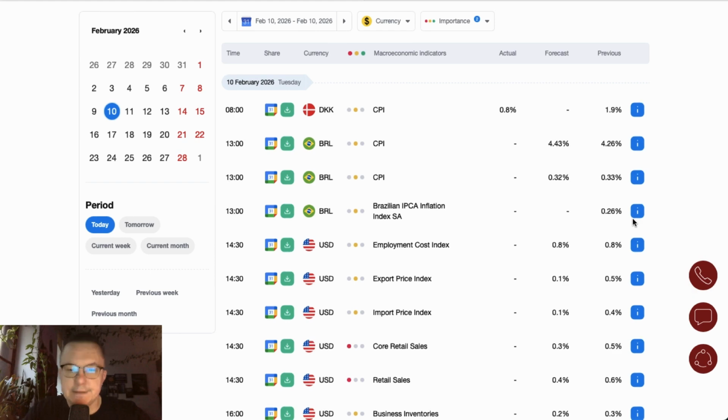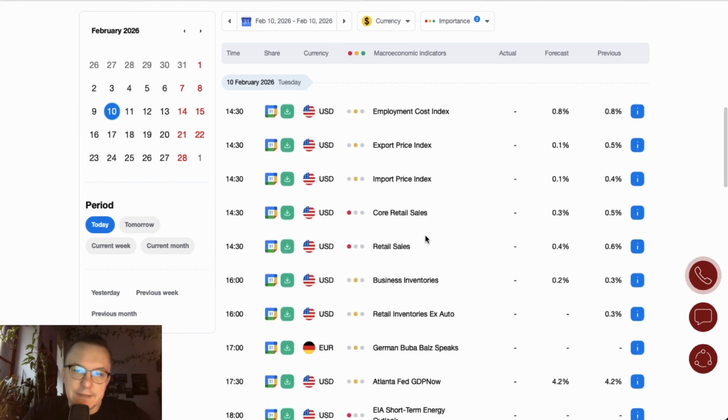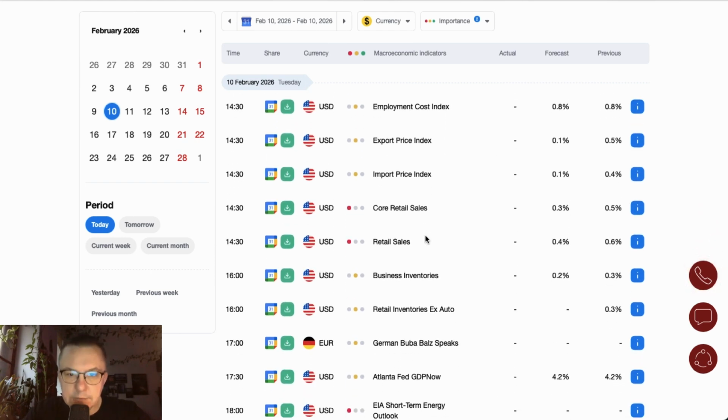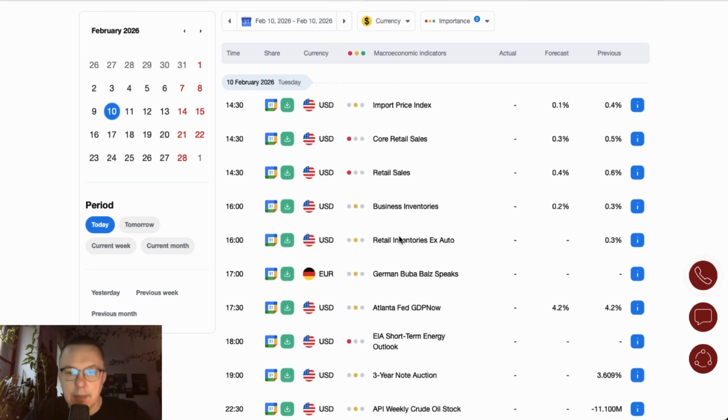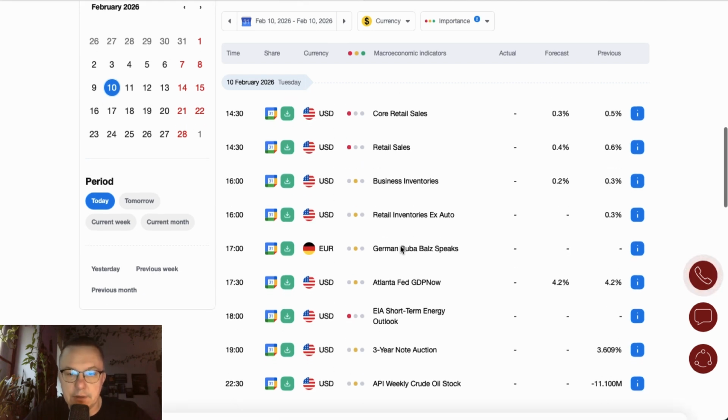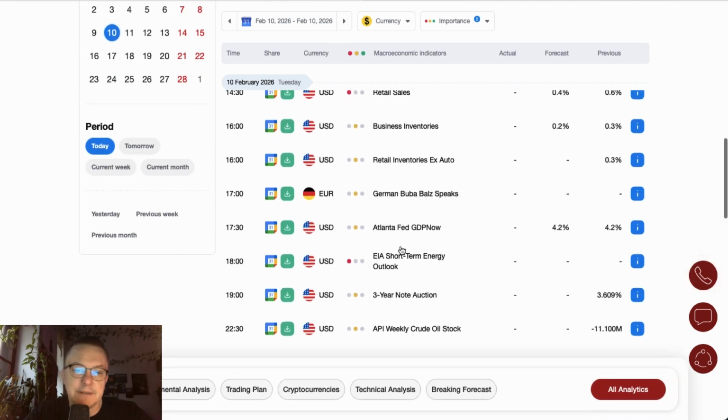Non-event London session, however, US session looks much more eventful. Employment cost index, price index, export price index, import price index, core retail sales data and retail sales data, all of this is scheduled for release at 2:30. Business inventories and retail inventories excluding autos are scheduled for release at 4 o'clock. German Buba Balz will give a speech at 5 o'clock.